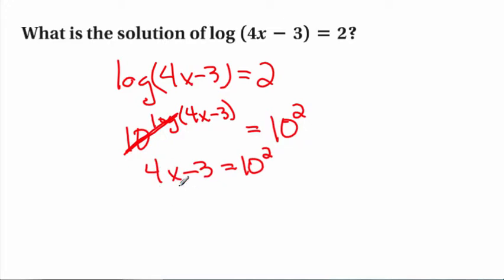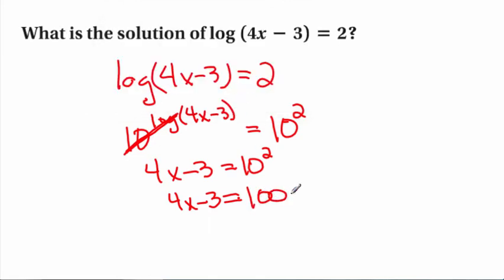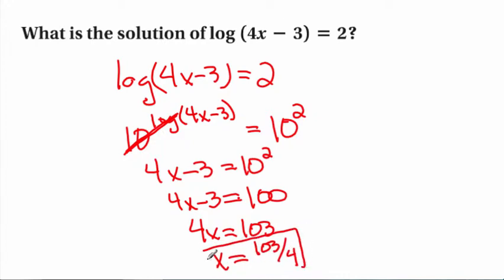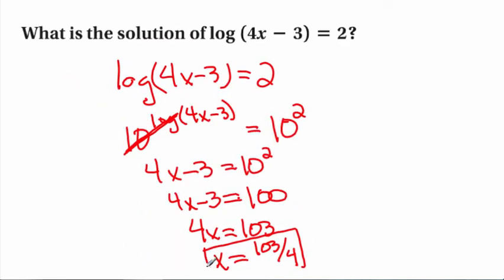So now I just work it like an algebra problem. 4x minus 3 equals 10 squared, which is 100. Okay. I'm going to add 3 to both sides, so 4x equals 103. And then I'm going to divide both sides by 4, so x equals 103 divided by 4. I could simplify that to a decimal, but I don't know if it's really called simplification, so I'm not going to do that. Okay? So there's the basics of how you solve a log.